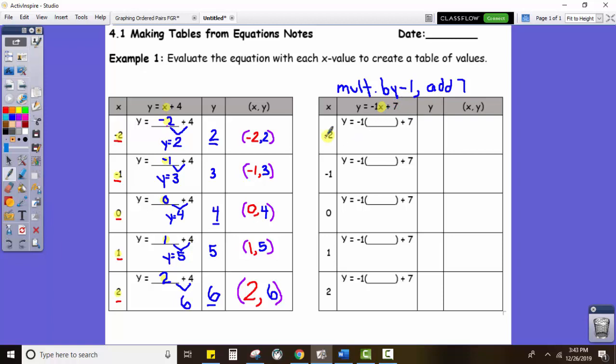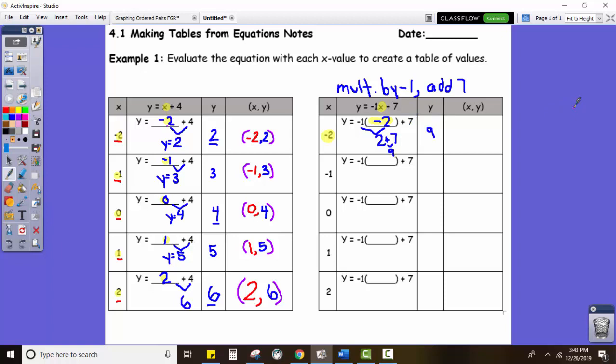Okay, so if we look at -2, I'm going to plug that in for x right here, and then I'm going to evaluate. I'm going to multiply by -1 first. So -1 times -2 is +2. And then I need to bring down this +7, because that's my second step. Two steps in this equation. I know 2 plus 7 is 9, so what I got out was 9.